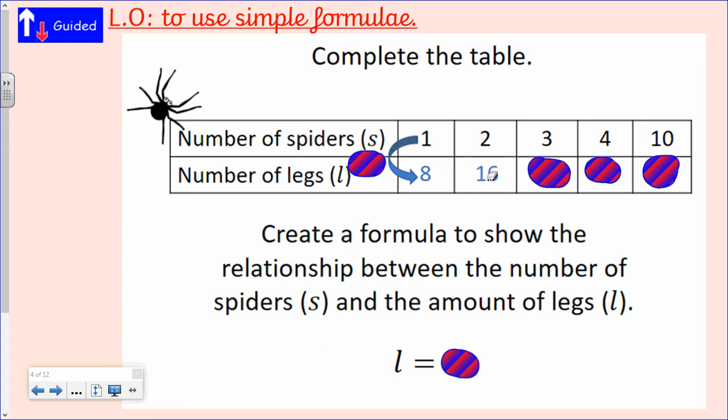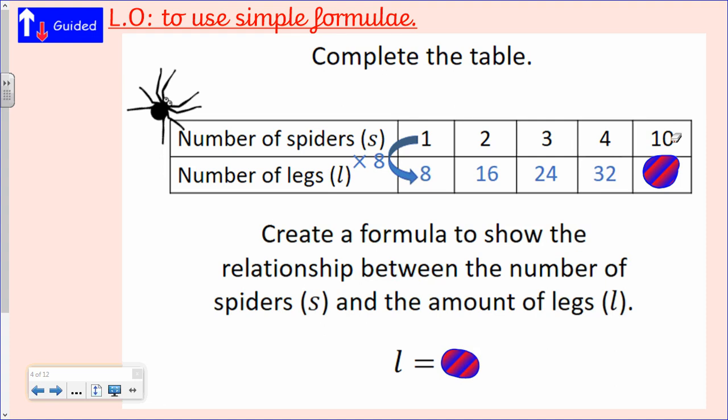So I've doubled this here. Then if we've got 3 spiders, that's got to be 3 lots of 8. So 8, 8, 8 is 24. Now just before we go to the 4th one there, let's have a look and see what the connection is here. There's a connection, the same one, between these numbers here. Hopefully you're shouting at the screen right now that we're multiplying by 8. So to get from the number of spiders to the number of legs, we just times by 8 because the spider has 8 legs each. So 4 spiders then, 4 times 8 is 32.